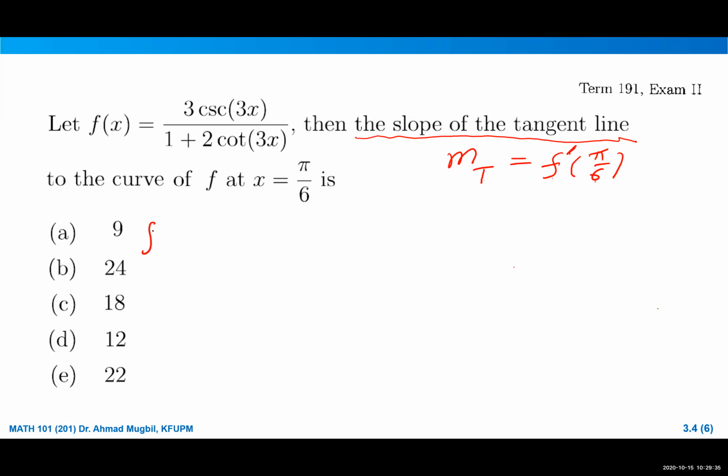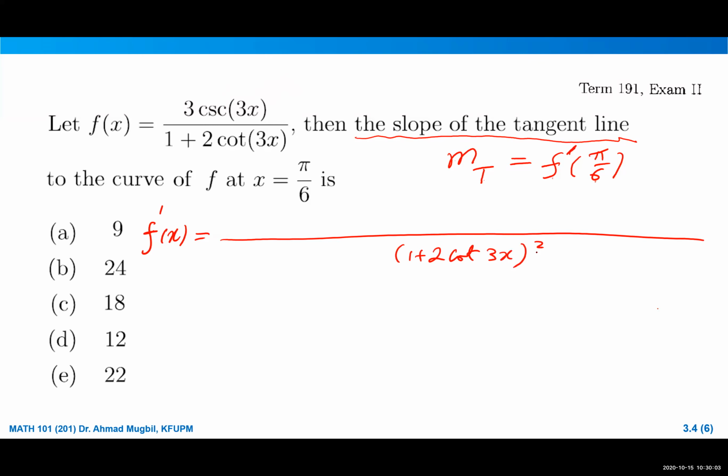So what will we do to find the derivative of this function? We have a quotient. Some of you can simplify, writing 1 over sine and cosine over sine, but you will make it long. I think it is better to differentiate directly, and you should know the derivatives of these functions. So we write the denominator, which is 1 + 2 cotan 3x, all squared. So this is the quotient rule.